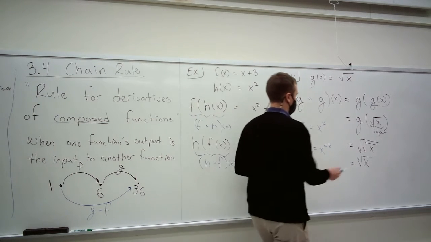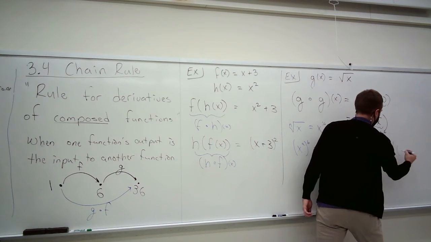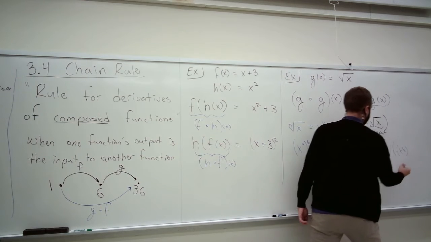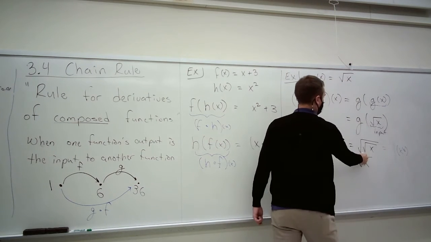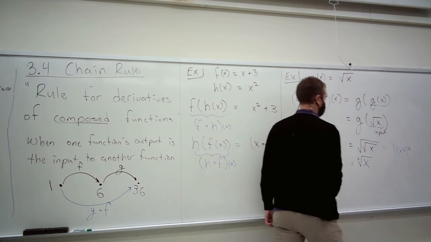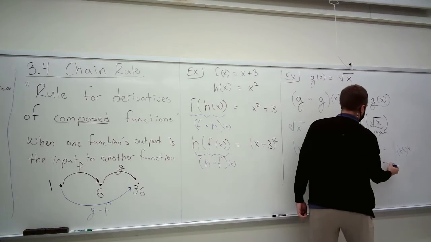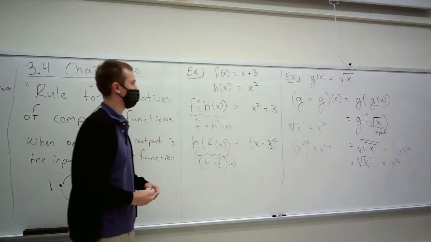So here we have x to the 1 half. That's the square root of x raised to the 1 half power, which is x to the 1 fourth power, or the fourth root of x.